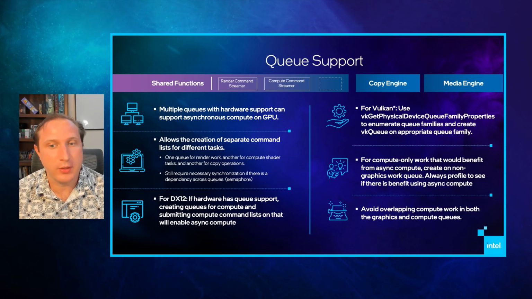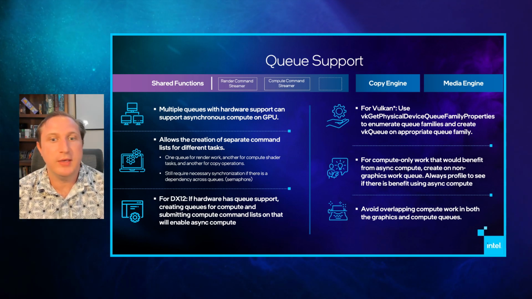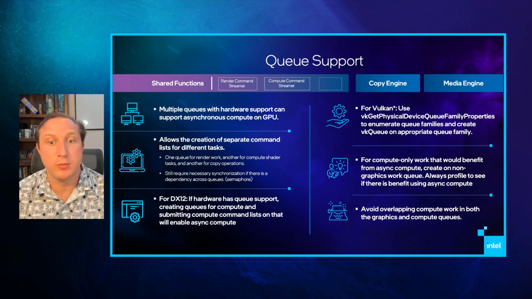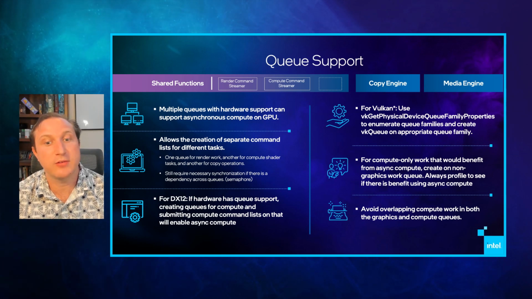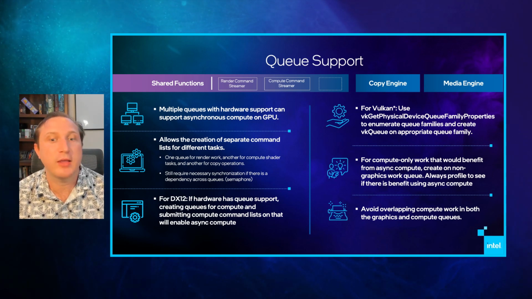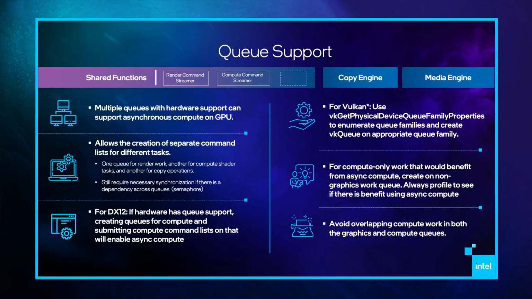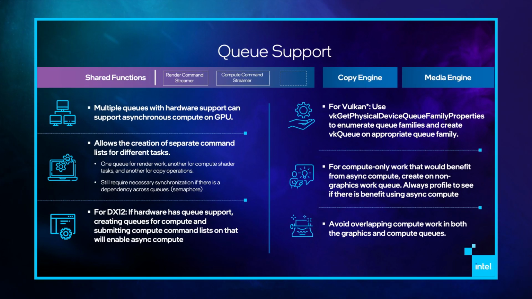On the right column, Vulkan is a bit more explicit. VK get physical device queue family properties can enumerate queue families and report which kinds of operations they support. You can then create the necessary queue on that family. Always check the limits on what the queues support. For compute-only work that would benefit from async compute, submit command lists to the non-graphics work queue. It is important to always profile to see if there is any benefit to doing this. One thing to avoid is overlapping compute work in both the graphics and compute queues. This could result in reduced performance or no benefit at all. This advice applies to both DirectX and Vulkan.